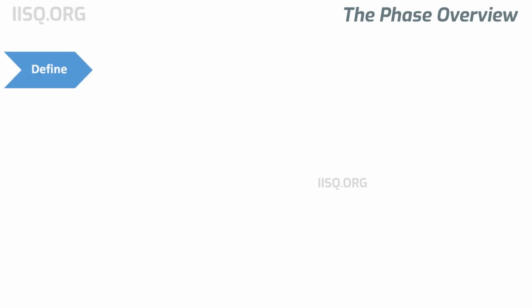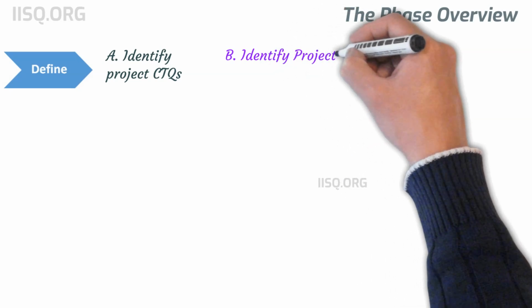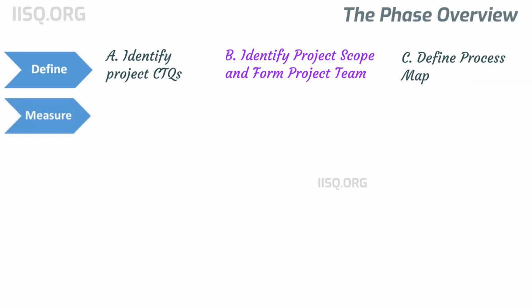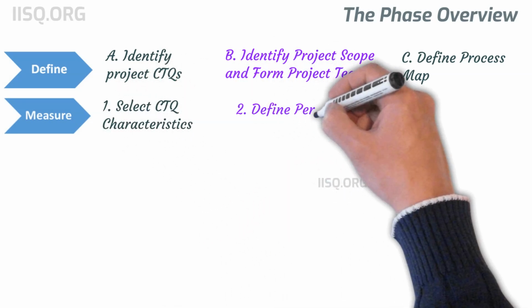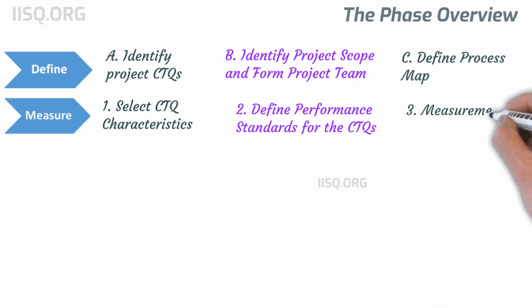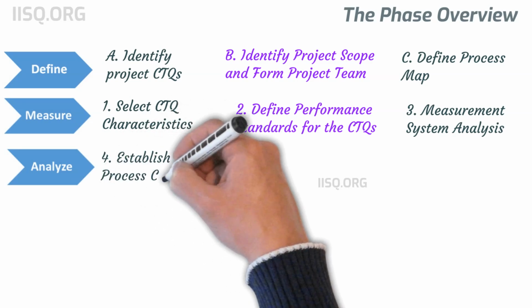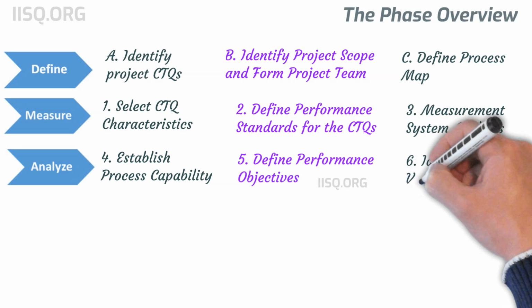In the define phase, the important deliverables are: identify project CTQs, identify project scope and form project team, and define process map. In the measure phase, the important deliverables are: select CTQ characteristics, define performance standards, and measurement system analysis. In the analyze phase, the important deliverables are: establish process capability, define performance objectives, and identify variation sources.